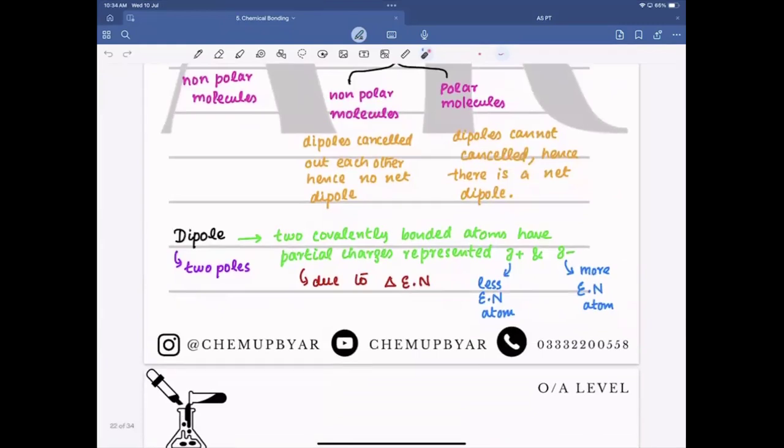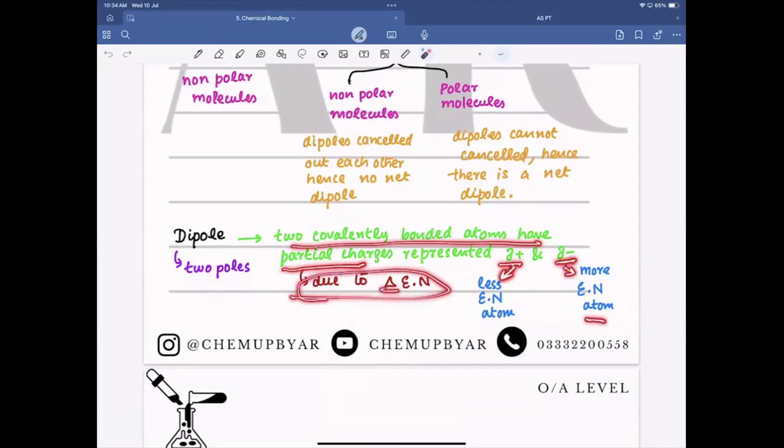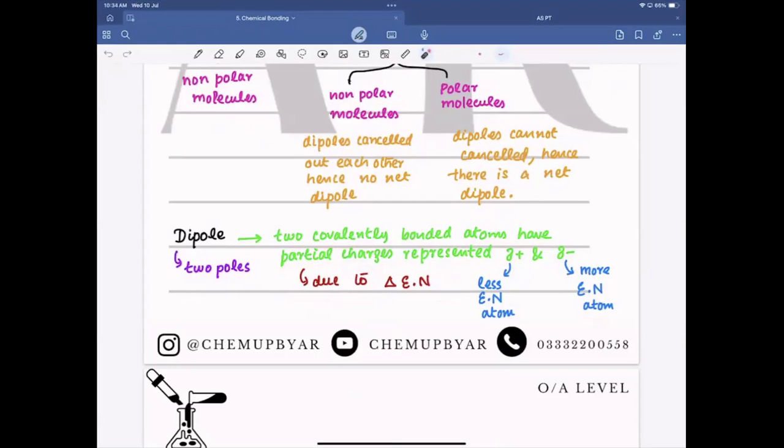So dipoles, as I have discussed earlier, means two poles. Two covalently bonded atoms have partial charges, represented by partial negative and partial positive. Partial positive means less electronegative, and partial negative means more electronegative, and it is due to the electronegativity difference. Till here, is this clear? Yes, sir. If you have any query, any question, please ask.